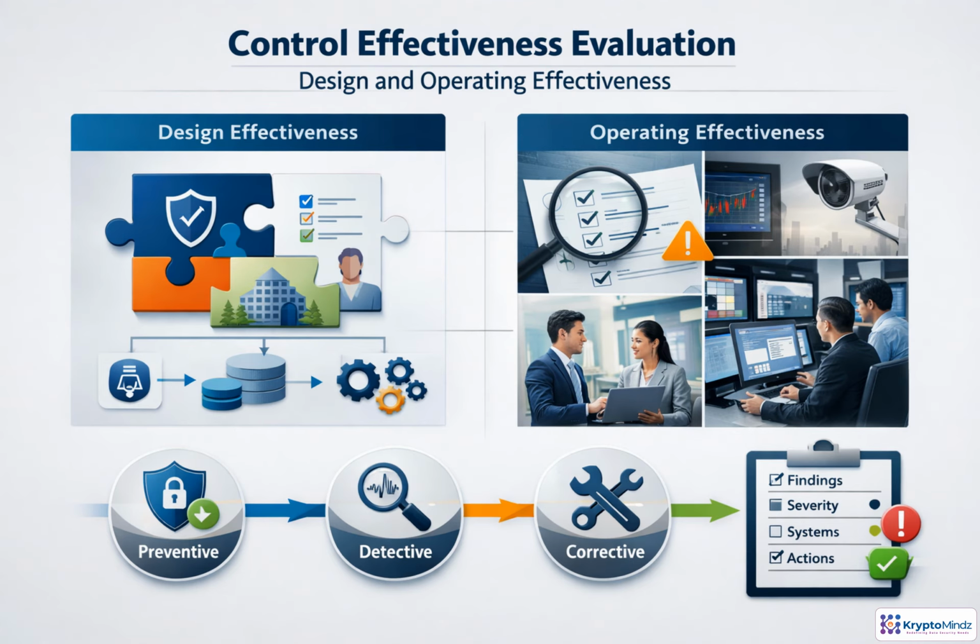Control effectiveness comes down to two questions. First, was the control designed well? It should match the risk, map to a requirement, have an accountable owner, and be built into the process or architecture. Second, does it operate as intended? People should execute it consistently. Evidence should exist, monitoring should occur, and outcomes should reduce the risk.